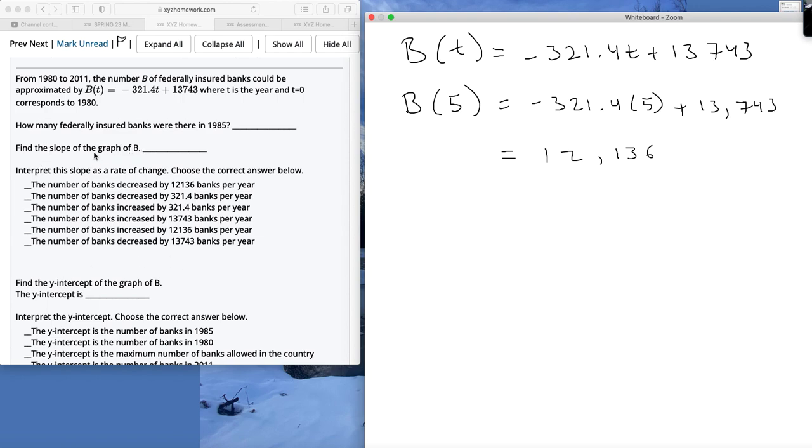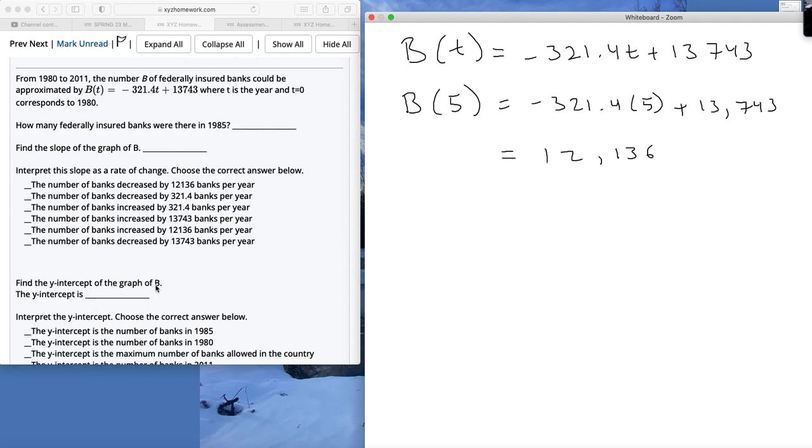Find the slope of the graph of b. Okay, so the slope would be the negative 321.4. It's the value in front of the variable. Interpret the slope as a rate of change. So the number of banks will decrease by that amount each year. So this is the number of banks that are decreased.